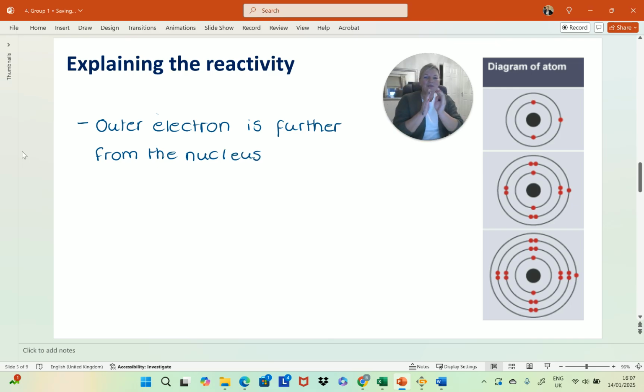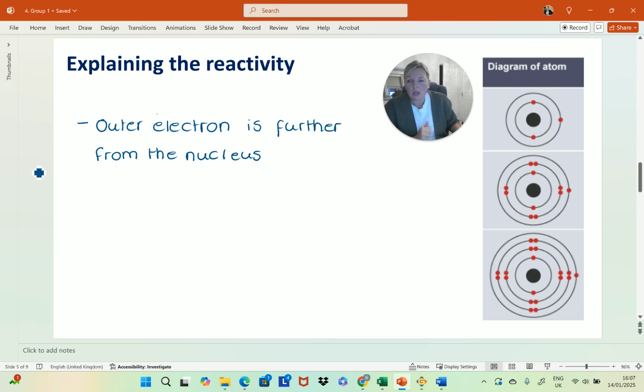If we have another shell of electrons, you can see that the distance between that positive nucleus and those negative electrons is increasing. If you imagine holding two magnets together, if you hold them close, you'll feel that pull of attraction. The further away you hold them, the less that pull becomes. So the first point is that the electron is further from the nucleus.